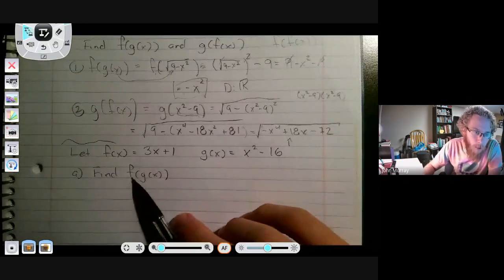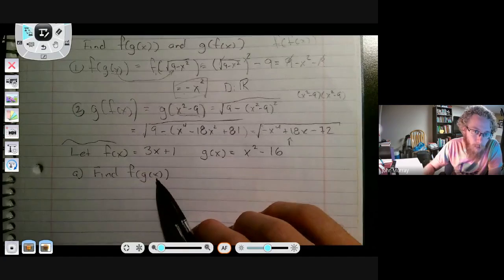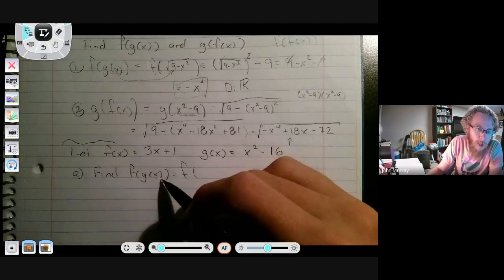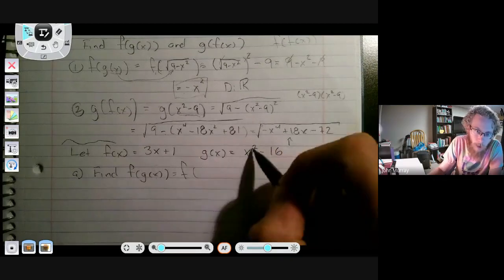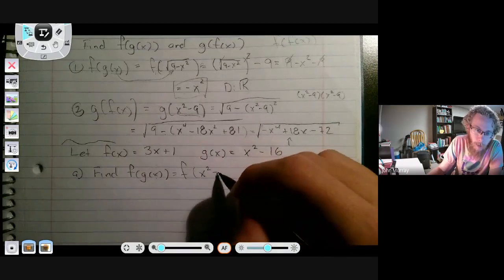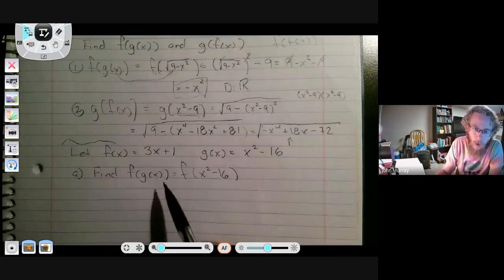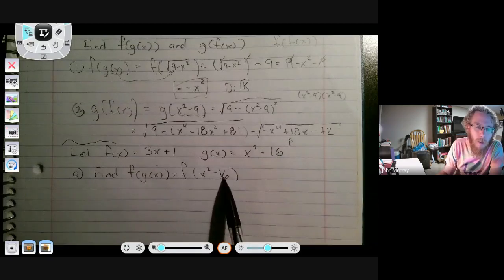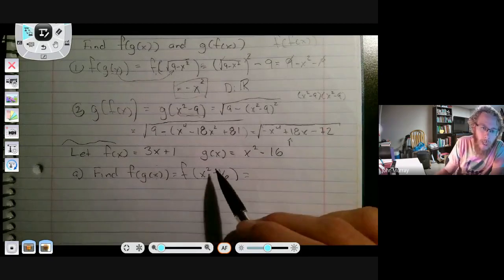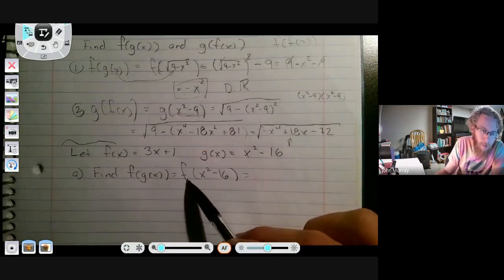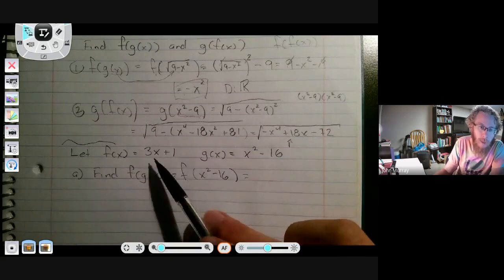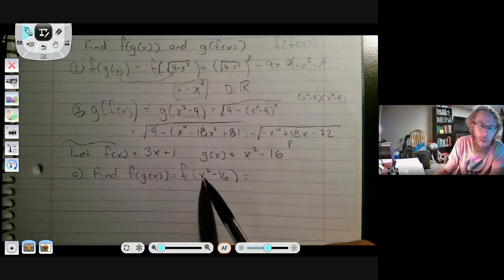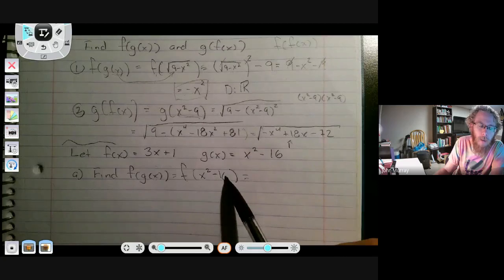So the first thing I want to do is find f of g of x. Again, I'm going to keep the f on the outside. What does g of x equal? I'm going to substitute it in here. So I have x squared minus 16. All I did first was replace what g of x was in here. So this is telling me that in my f function, I'm replacing any of my x values, my variable, with the expression x squared minus 16.